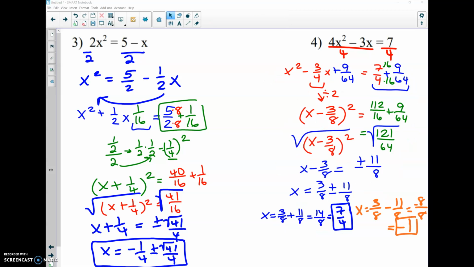All right, so adding those out, 3/8 plus 11/8 would be 14/8, which is 7/4. And 3/8 minus 11/8 is -8 over 8, so -1. So this quadratic equation, number 4, has these two rational answers. What does that mean about the original equation? That actually means that that original equation could have been factored. We didn't have to go through this whole crazy process.